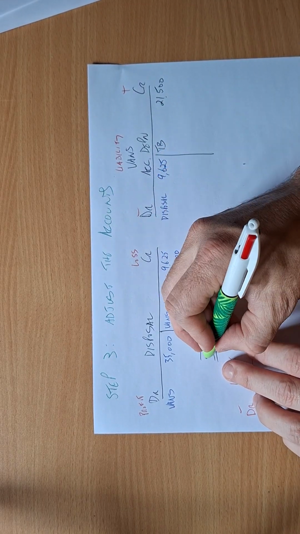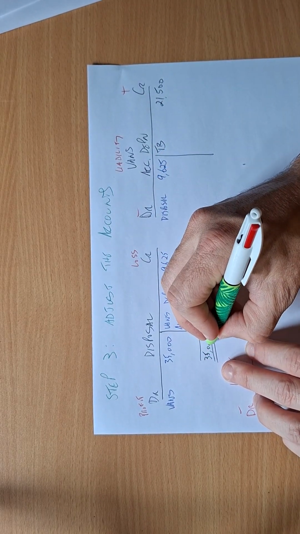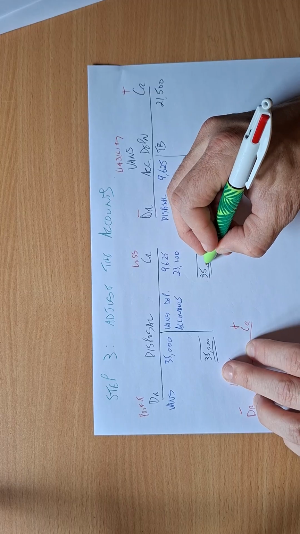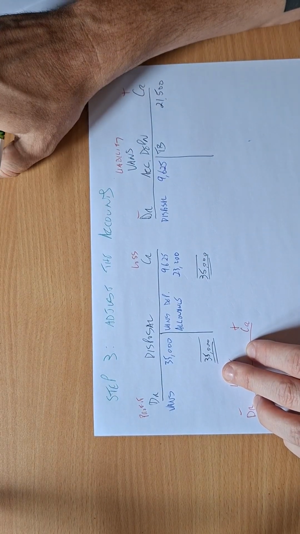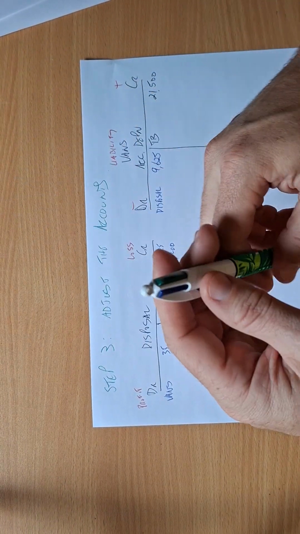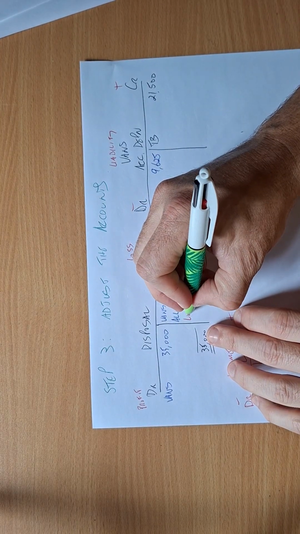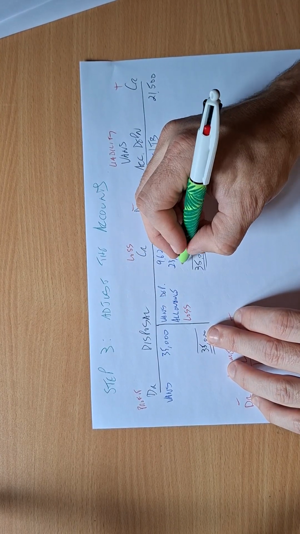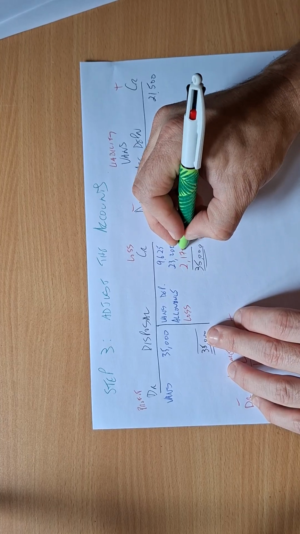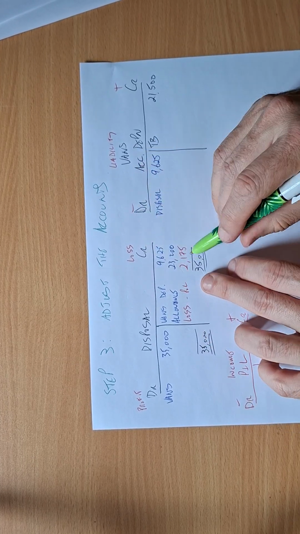Obviously the debit side's bigger, so 35, right? 35 will go there, and 35,000 will go here. All right. Now what we should be left with then is the loss. Now, how do I know it's 2,175? But how do I know that's a loss?